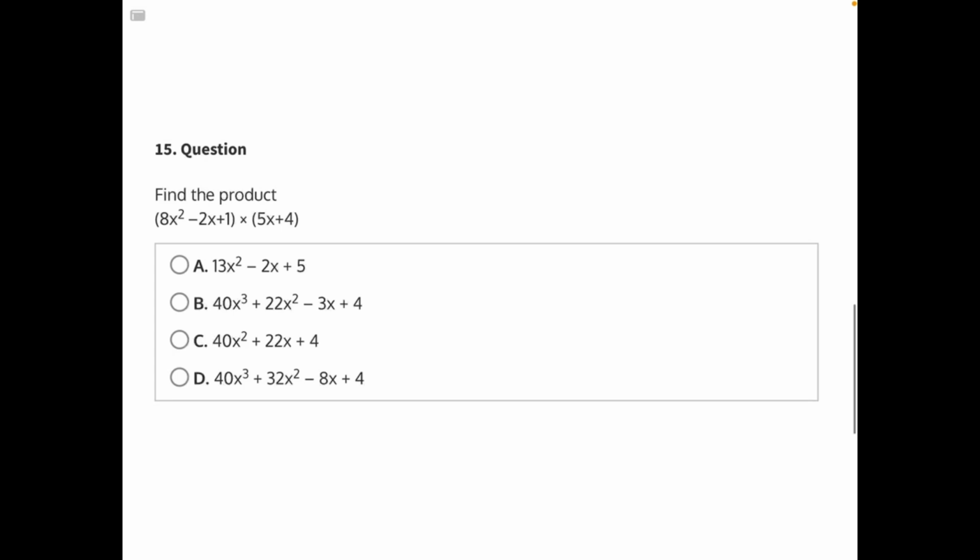Find the product, 8x squared minus 2x plus 1 times 5x plus 4. When you're multiplying binomials and polynomials together, there's two different ways you can go about it. Here we could use distributive property, and we could say 5x times the entire polynomial, and then add on to that 4, the other piece of the binomial, times the entire trinomial again.